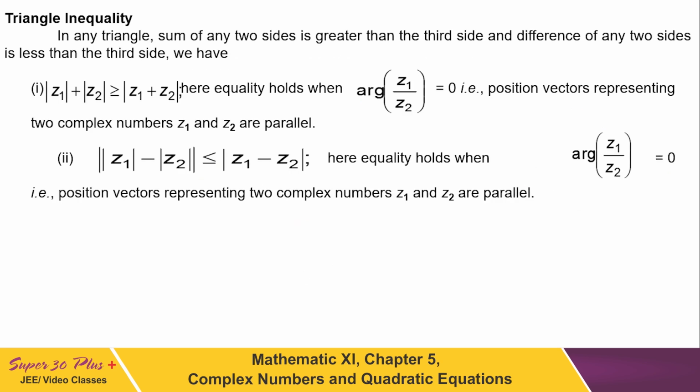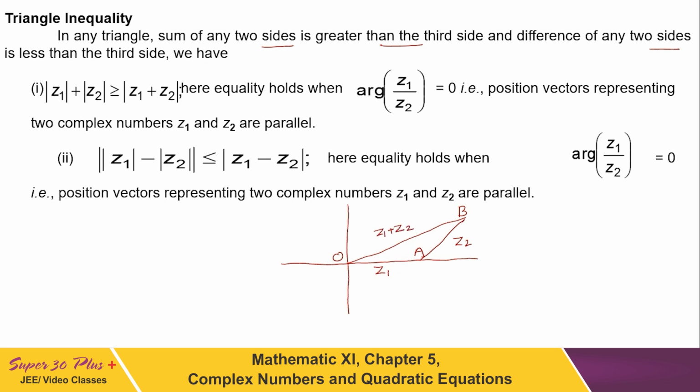Students, now we are going to study the triangle inequalities. In any triangle, the sum of any two sides is greater than the third side, and the difference of any two sides is less than the third side. Here is a triangle. Suppose it is the x-axis and it is the y-axis, and we are creating a triangle here, O, A and B. This is line AB and this is triangle OAB. Let this be z1 and this be z2. Then this represents z1 plus z2.